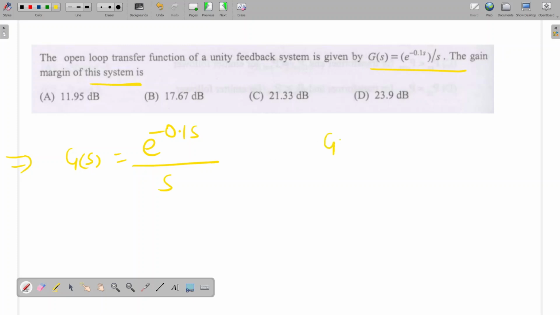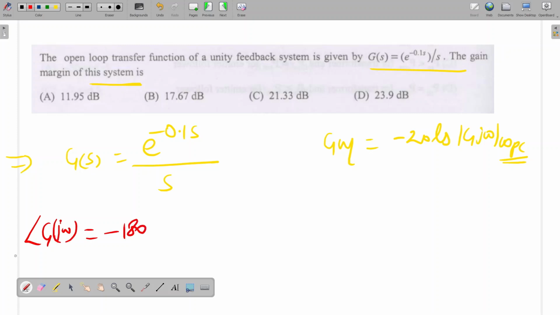So gain margin is equal to minus 20 log of the magnitude of G(j omega) at omega p, the phase crossover frequency. What is the phase crossover frequency? It is where the angle of G(j omega) equals minus 180 degrees. Whatever omega value we get will be the phase crossover frequency. Here, e to the power something is there, so the angle will be minus 0.1 into omega, and this will be in radians.